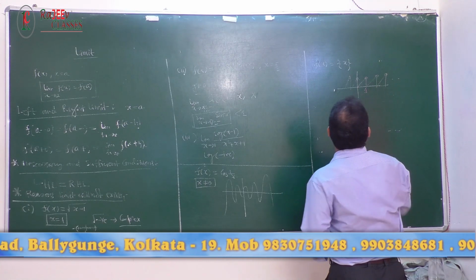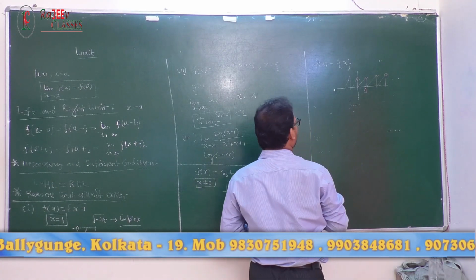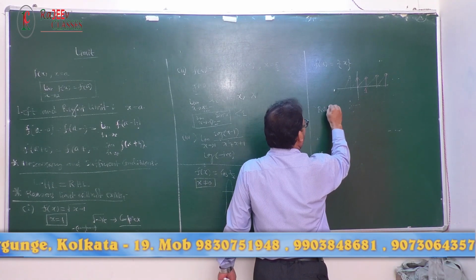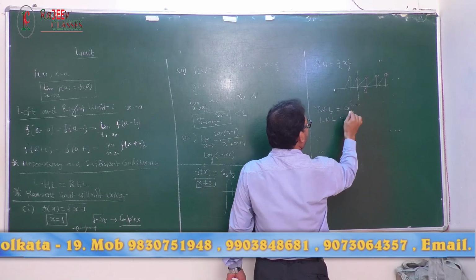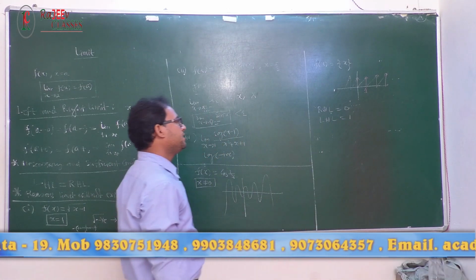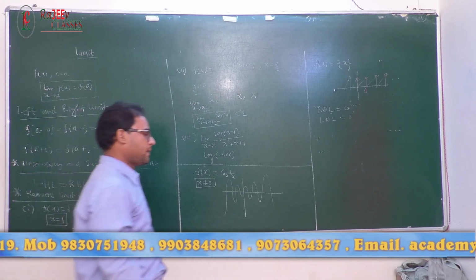When we consider 1, then what will happen? Right hand limit is 0 for this function, but left hand limit is 1. So both the limits exist but are not equal. We can say that the limit will not exist.